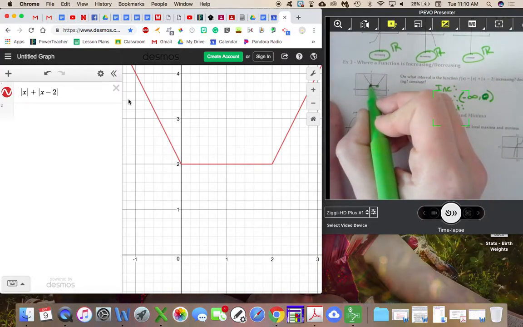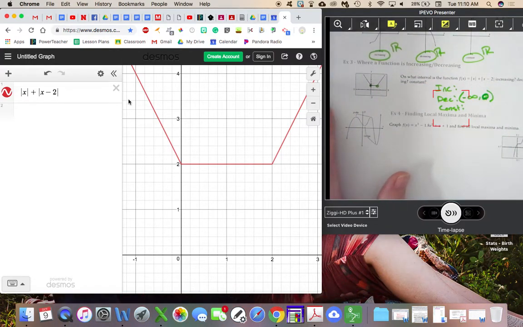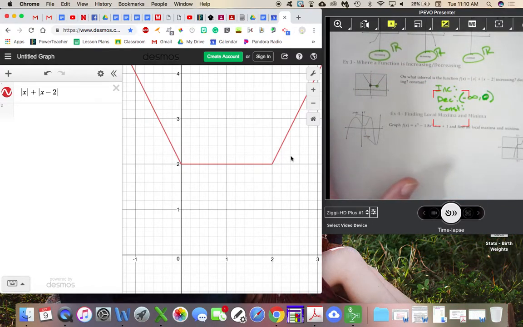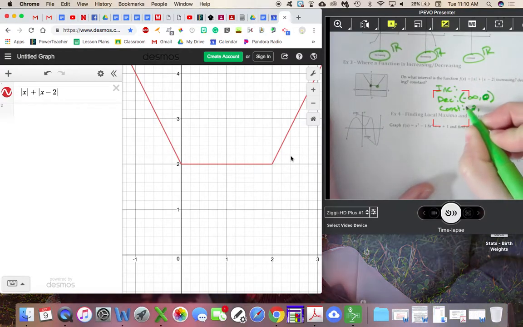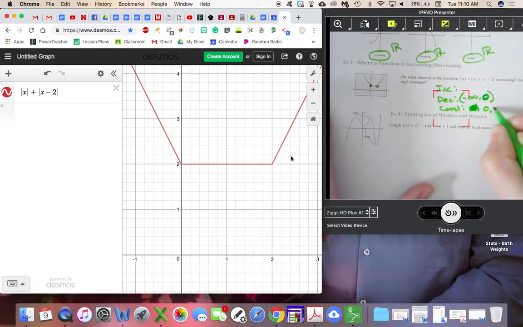Then, what does he do between 0 and 2? Like over here, between 0 and 2, he stays constant. So how do we write that? 0, 2, brackets or parentheses?